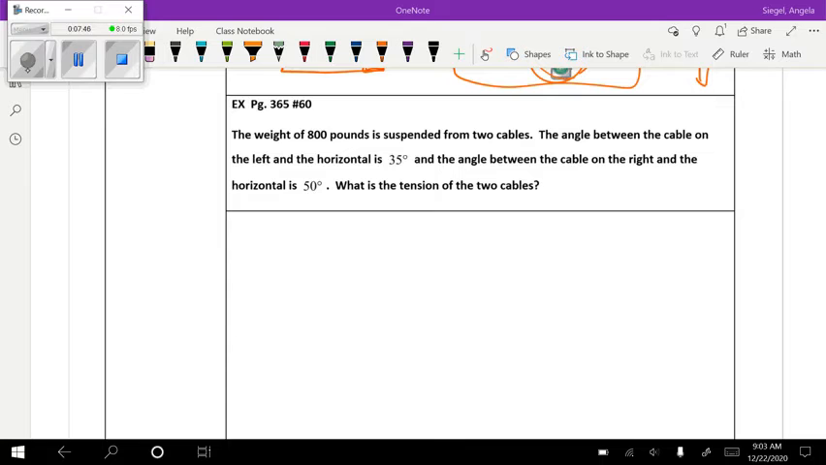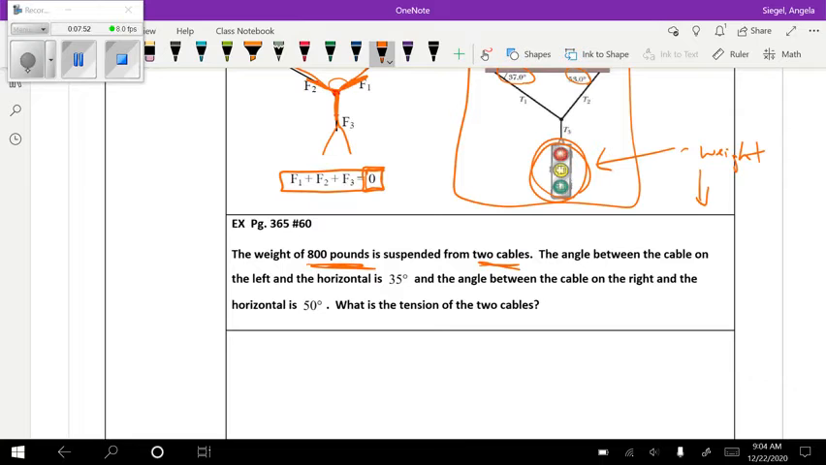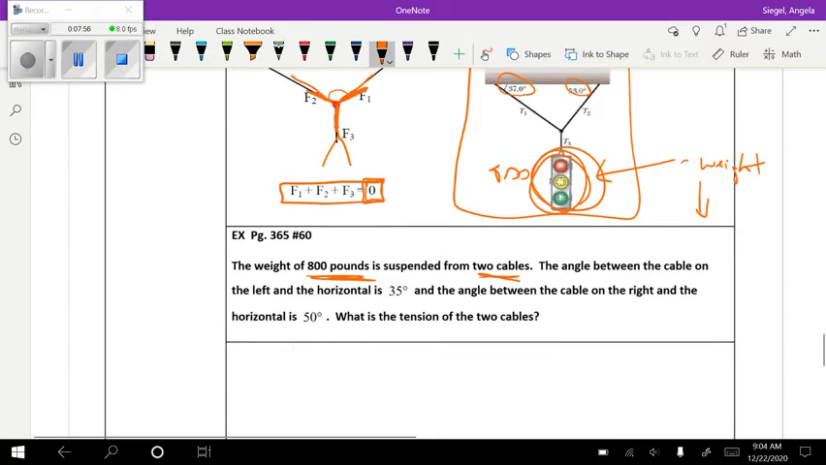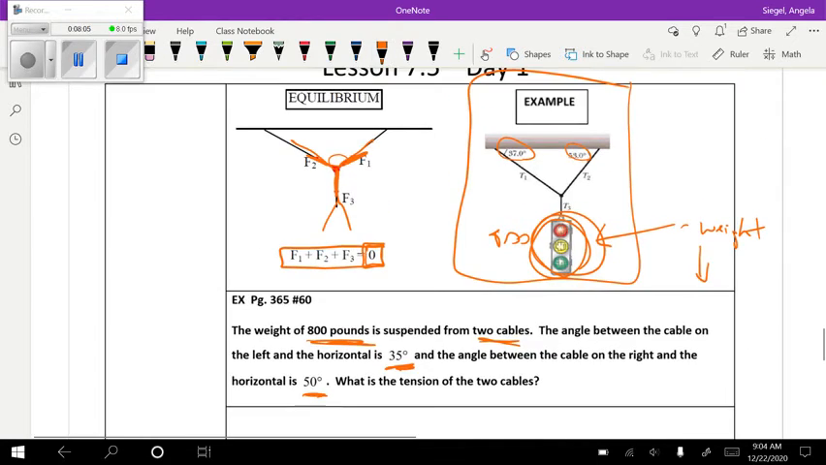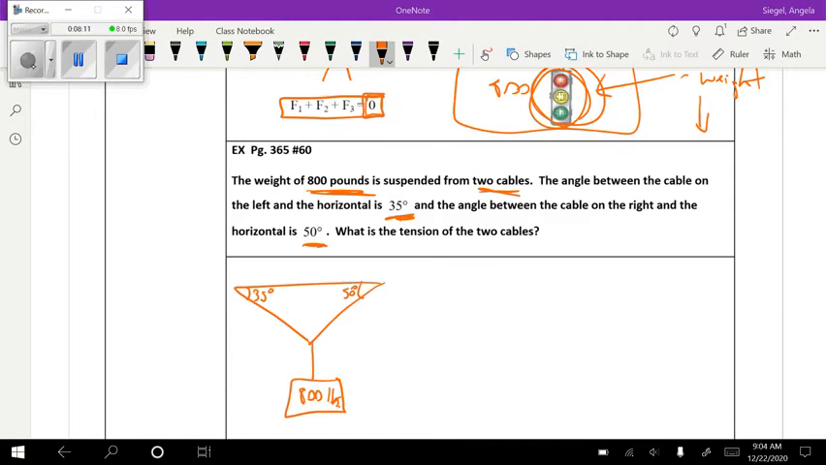Okay, so let's go ahead and read through this problem. We have a weight of 800 pounds that's suspended from two cables. So let's pretend that this is 800 pounds. On the left, the horizontal angle is 35 degrees, and on the right, the horizontal is 50 degrees. So instead of these two, we're going to put in 35 and 50. So go ahead and make your picture. Okay, so your picture is going to look like this.